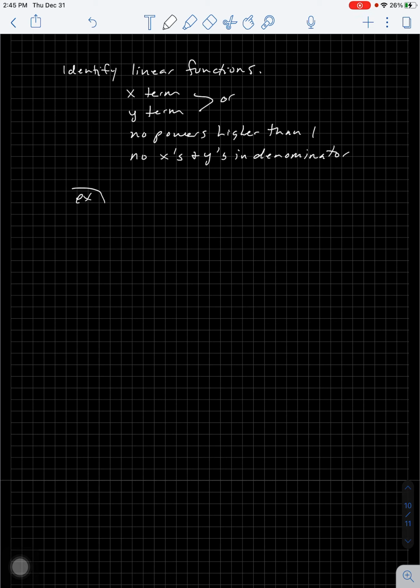Okay, so for example, let's throw a couple out here. y equals the square root of x plus 1, y equals x cubed plus 5, xy plus y equals 3x minus 1. And then let's also do one like this.